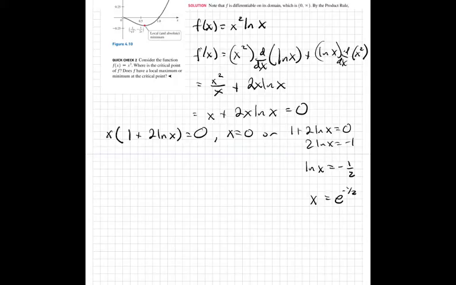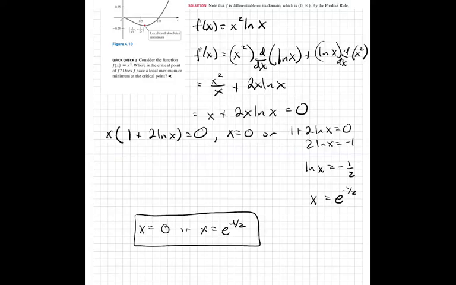We might have to impose a restriction that x has to be positive. Yes, 0 is going to make it undefined, right? Log of 0 is undefined. Okay, so the critical points I get are x equals 0 or x equals e to the negative 1/2. Those are the critical points that I would check.